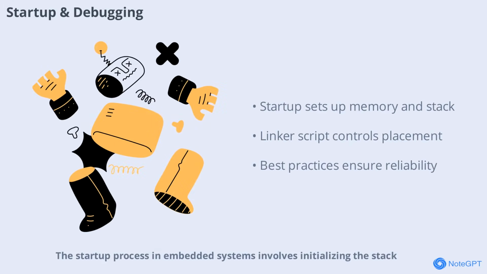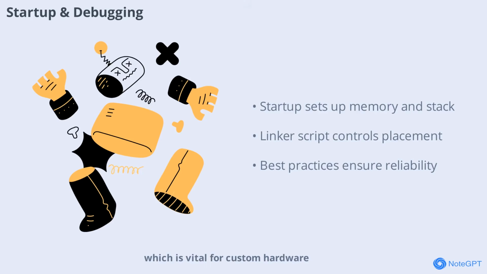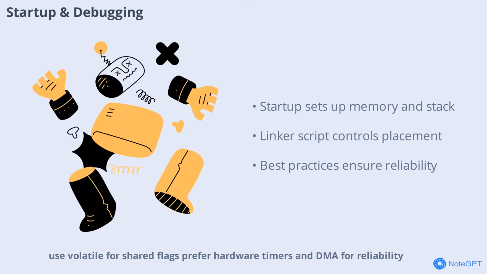The startup process in embedded systems involves initializing the stack, setting up memory sections, and jumping to the main function. The linker script defines how code and data are placed in memory, which is vital for custom hardware. Debugging embedded systems requires special techniques. Use volatile for shared flags, prefer hardware timers and DMA for reliability, and keep ISRs minimal.